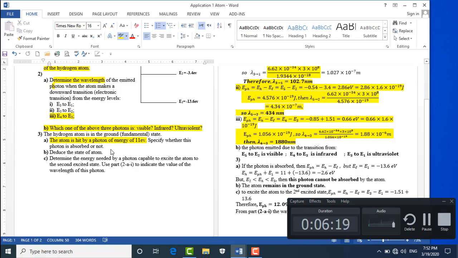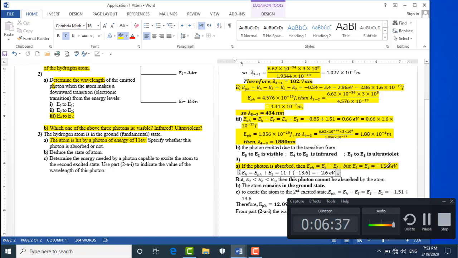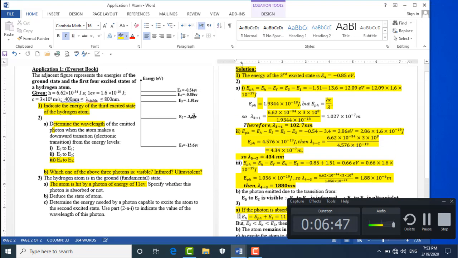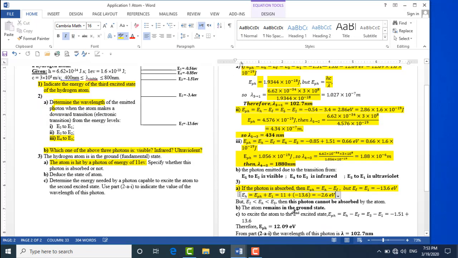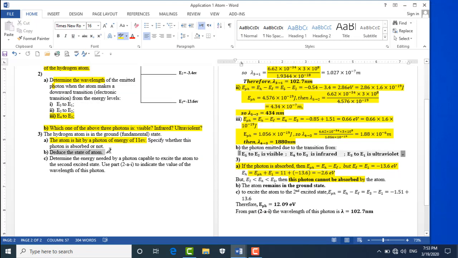In order for this photon to be absorbed, remember, the energy of this photon should be exactly equal to the difference between two energy levels. E photon equals E high minus E low, but E low equals E1, equal to minus 13.6. Calculate: E high equals minus 2.6 electron volt. Go to the diagram: no energy level has the value minus 2.6 electron volt. In this case, this photon cannot be absorbed, meaning no interaction between atom and photon. Deduce the state of the atom: the atom remains in the ground state.